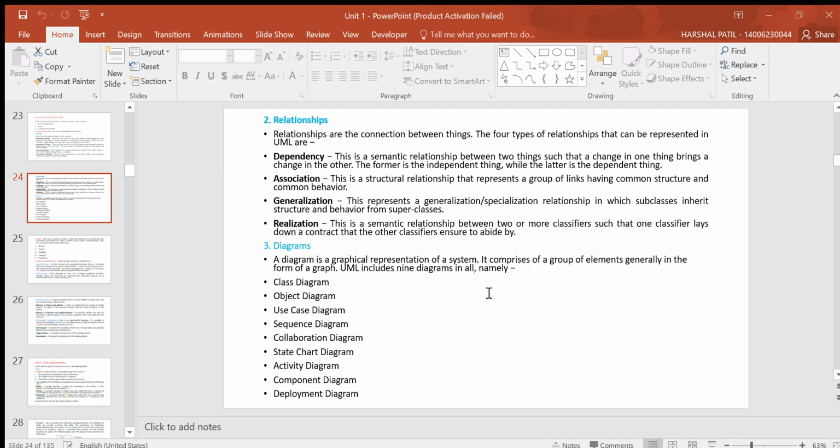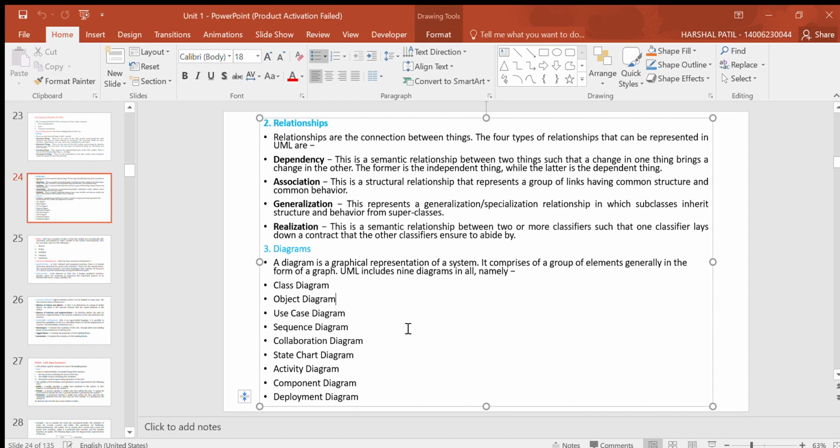Relationships are the connections between the things. Four types of relationships can be represented in UML: dependency, association, generalization, realization. आता पहिलं डिपेंडन्सी काय आहे ते बघू आपण. Dependency is a semantic relationship between two things such that a change in one thing may cause a change in the other. The former is the independent thing while the latter is the dependent thing.